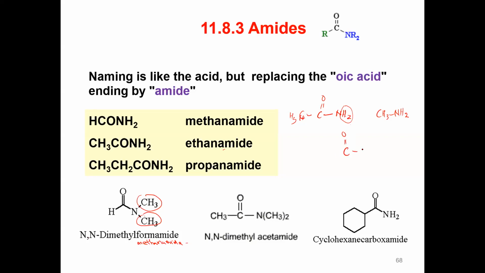CH3, here O, then this N. Okay, N, then there is H, then there is CH3. So it will form like this. This primary amine undergoes reaction with carboxylic acid, so it will produce this amide. This part will become the parent. So this is ethanamide.